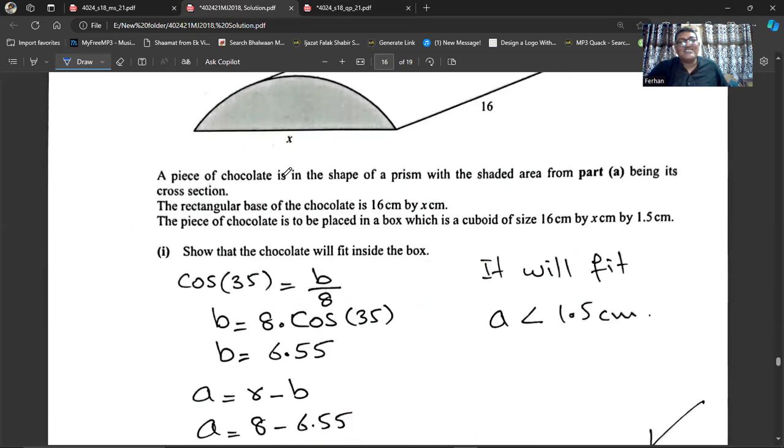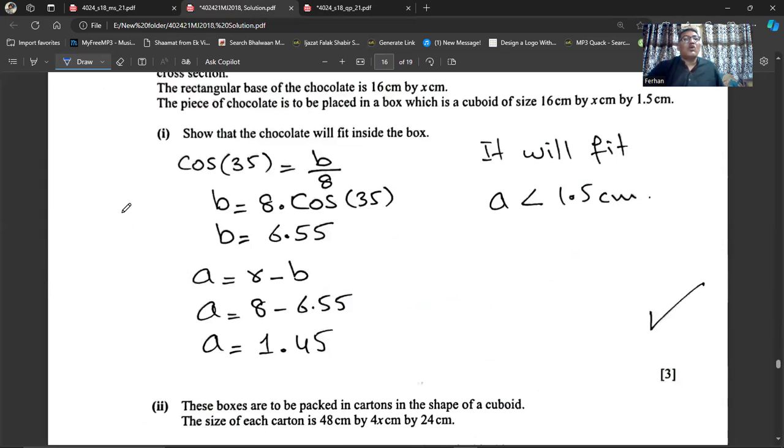This is how this is done. Quite technical. So cos of 35 will be equal to the base by the hypotenuse. So the B will be equal to 8 multiply cos 35, and the B value will be 6.55. So that small a there will be R minus B, and that will be 8 minus 6.55.